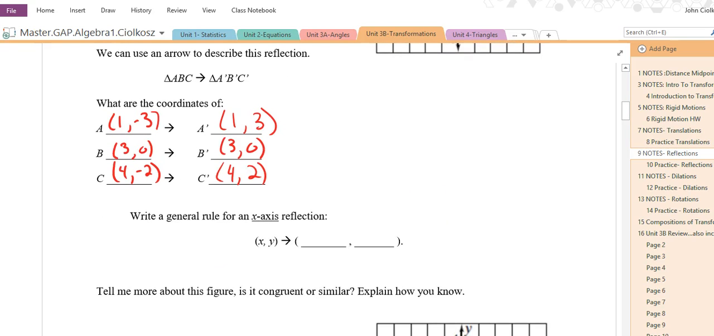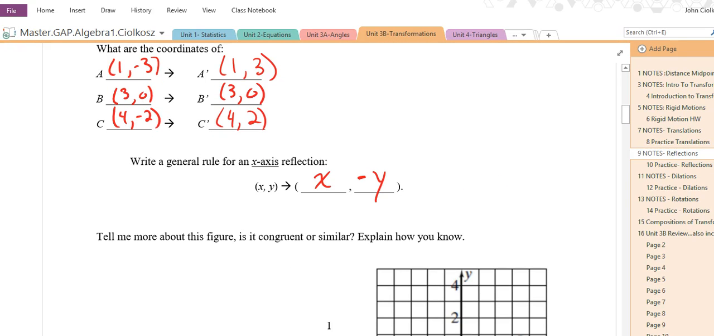So a general rule for this one, looks like all my x's stayed the same. My y's, they just turned from negative to positive, so that means multiply, or change the sign. So we write that as -1. Is it similar, congruent? That means, is it rigid motion? Yeah, because I'm not multiplying by anything except -1.